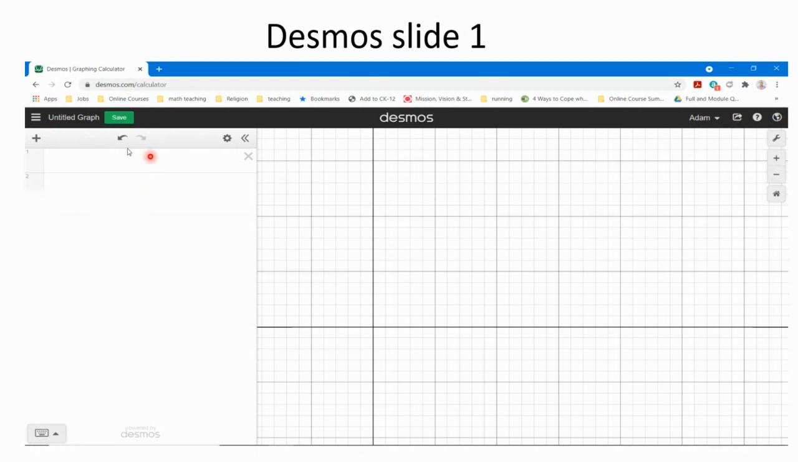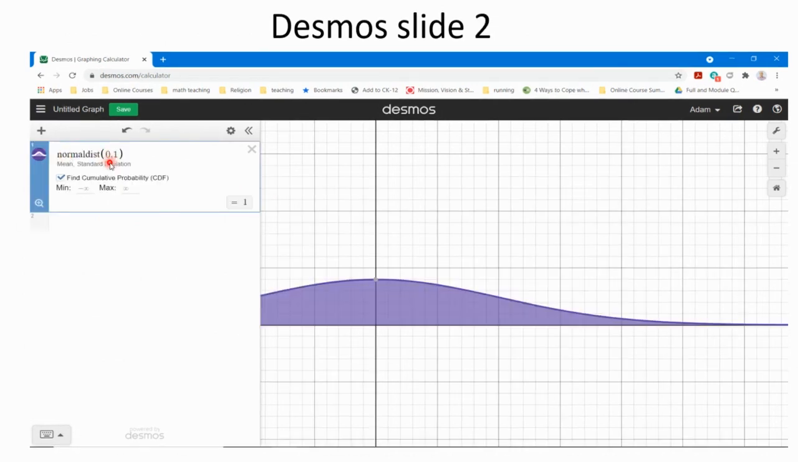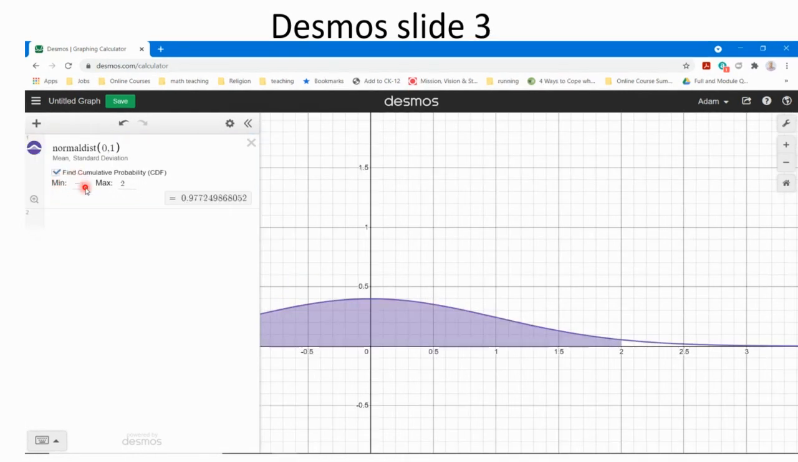With Desmos, when you open it, this is the graphing calculator. I'm logged in. If you put normal dist here and left these blank, it would do the standard normal distribution, but you could do any normal distribution. You may not be able to see the graph, but you can still do it. You check find cumulative probability. For instance, if you went from the area to the left of 2, so it keeps going to the left, this is the area you'll get, and it gives you the actual number here.